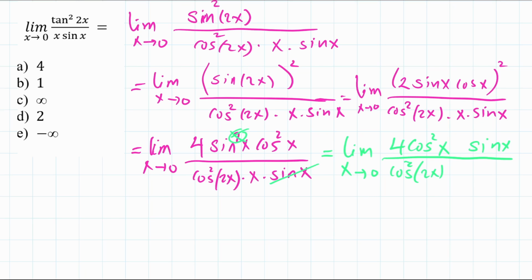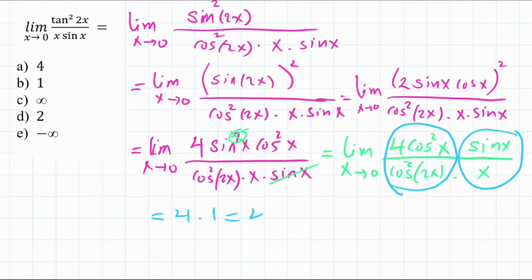multiplied by x. Now you see that this limit of sine x over x is actually 1, and a direct substitution in here will bring 4 cosine 0. Cosine 0 is just 1, and in the denominator it will be also 1, so that's going to be 4 multiplied by 1, and the answer is just 4.